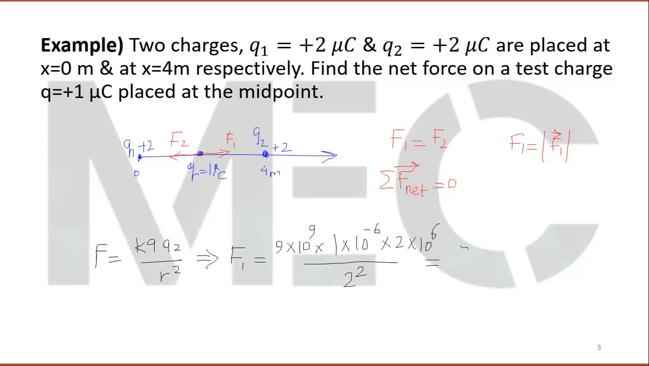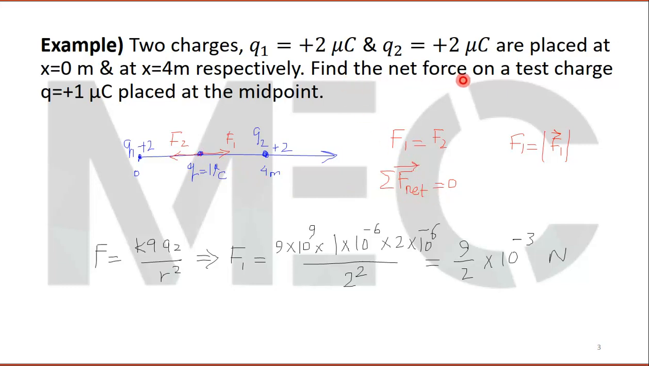So it will be 9 over 2 times 10 to the negative 3 Newton. Or we can say 4.5 millinewton is the magnitude of force F1 and F2. Both of them are the same size because Q1 and Q2 are the same, and the distances are the same. So the magnitude of F1 and F2 will be the same. We found that the directions of F1 and F2 are opposite, so the resultant vector is 0.